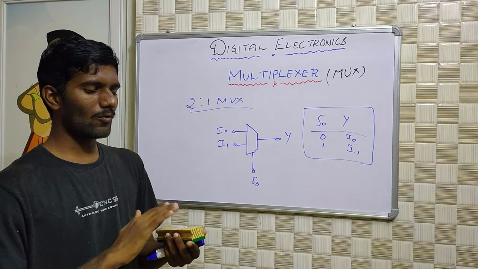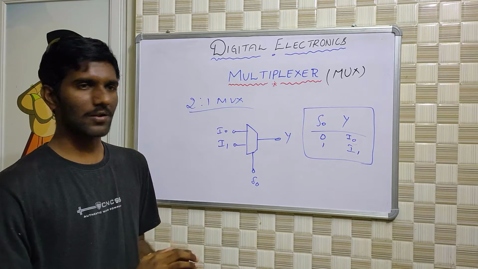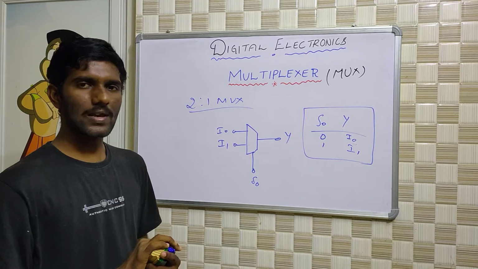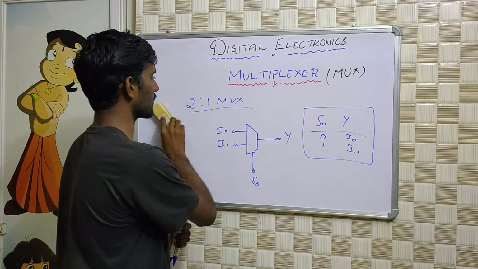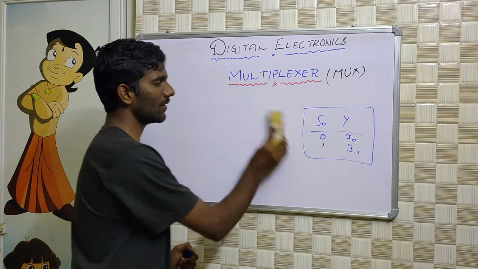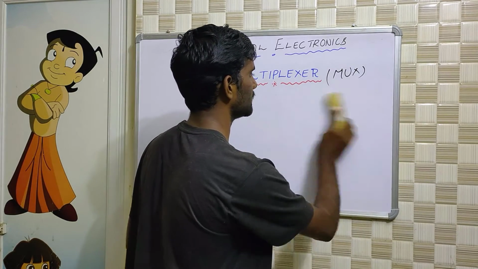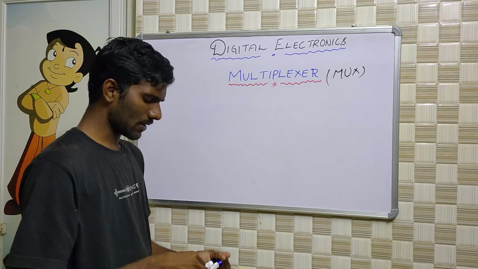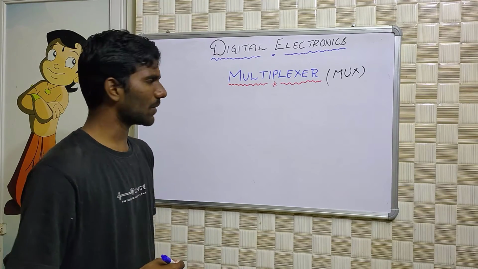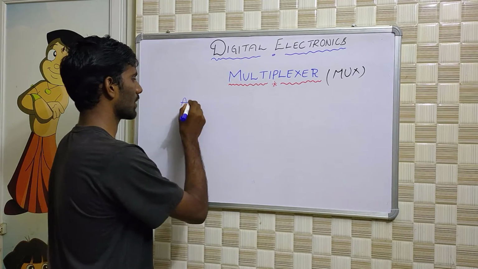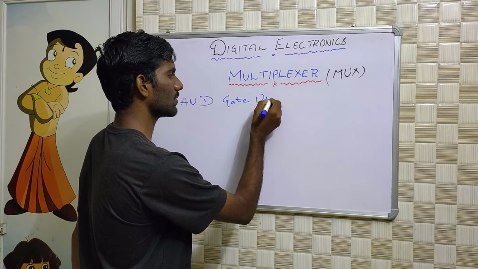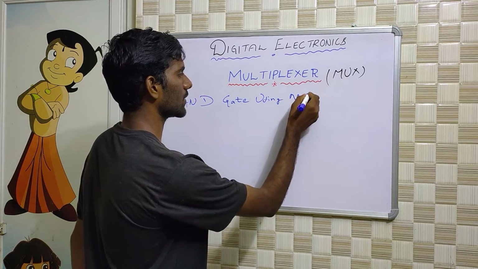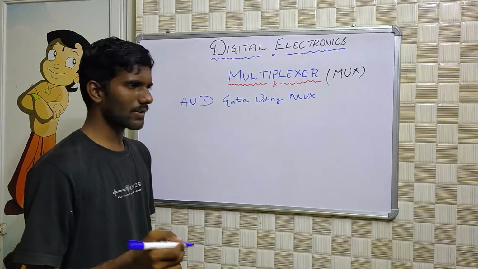Then how we justify our statement that multiplexer is also called a universal logic circuit. So initially we will implement AND gate, AND gate by using a multiplexer, right?